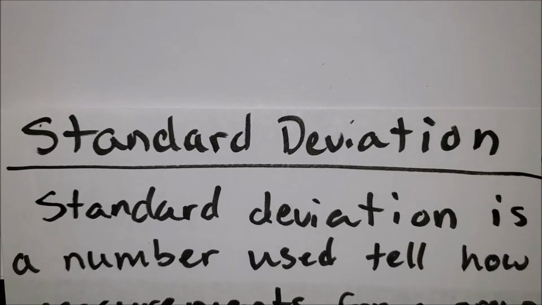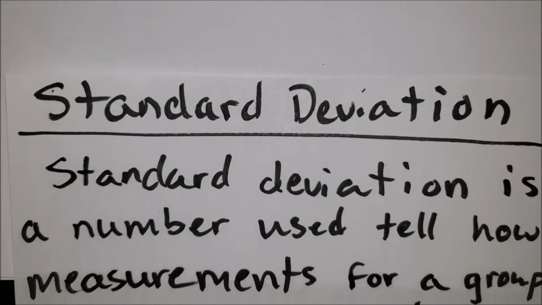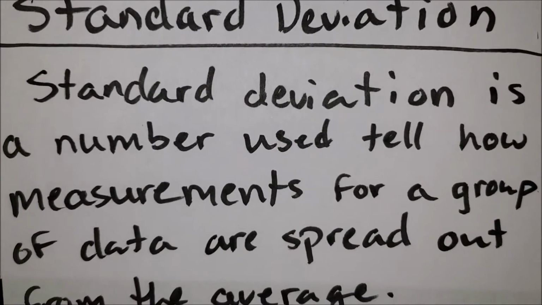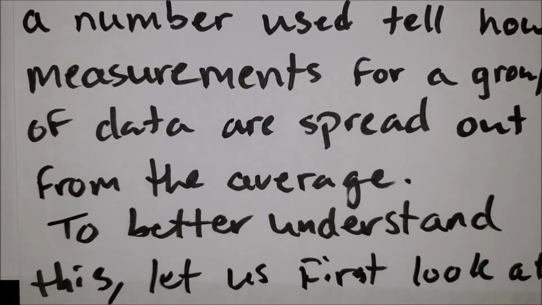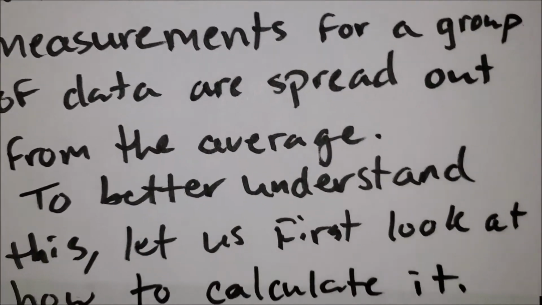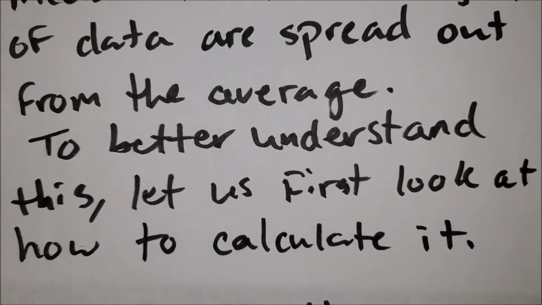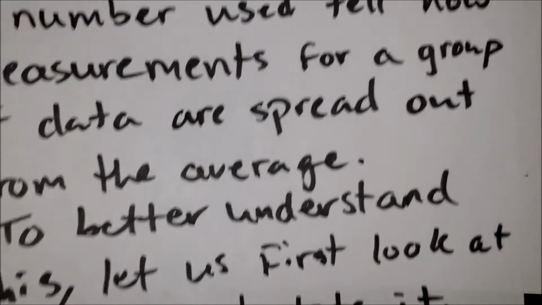Today we're going to be talking about standard deviation. The standard deviation is a number used to tell how measurements or data values for a group of data are spread out from the average. For us to better understand this idea though, let's first look at how to calculate it. And then after our calculations, let's look at our standard deviations of sets to kind of understand them.